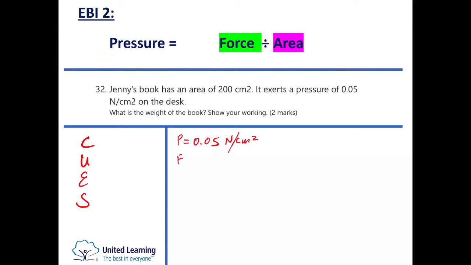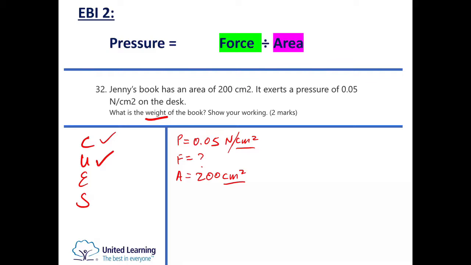The next is force. And force is what we're looking for, which is the weight of the book. So that is a mystery at the moment. And area is going to be 200 centimeters squared. So we've collected our data. The next bit is units. Do I need to convert my units? In this case, I do not need to convert my units because they are both the same, centimeters squared, and the question does not tell me to convert any of the units. So I am happy with my units.